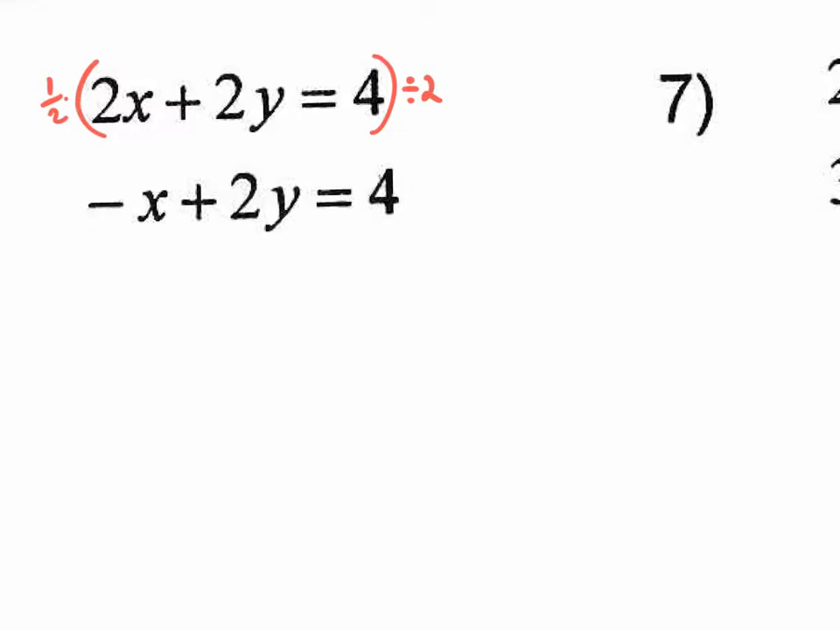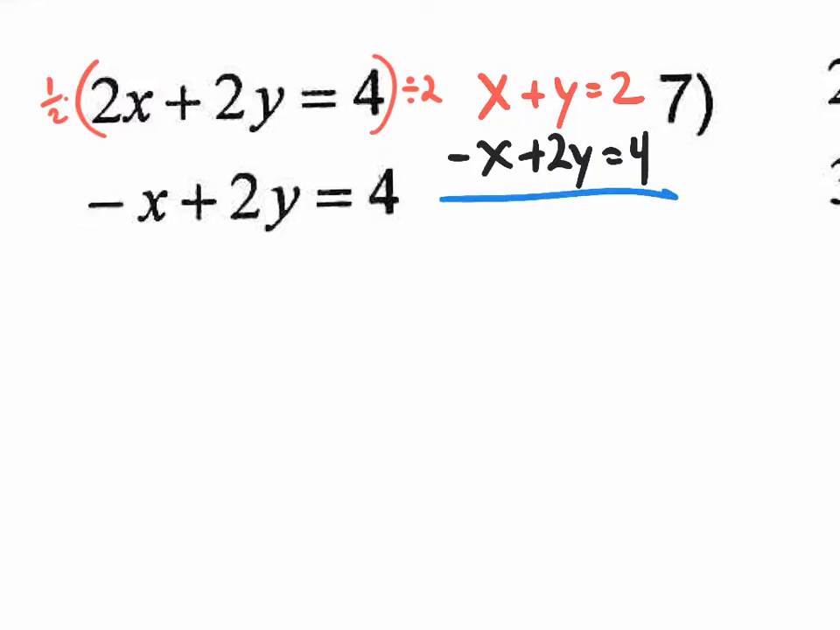The top one is going to be x plus y equals 2 if you divide everything by 2, right? The bottom one, I'm going to leave the same, -x plus 2y equals 4. So by me dividing everything by 2 on the top, it now makes it able to eliminate x's. So I'd get 3y equals 6, which means y equals 2.